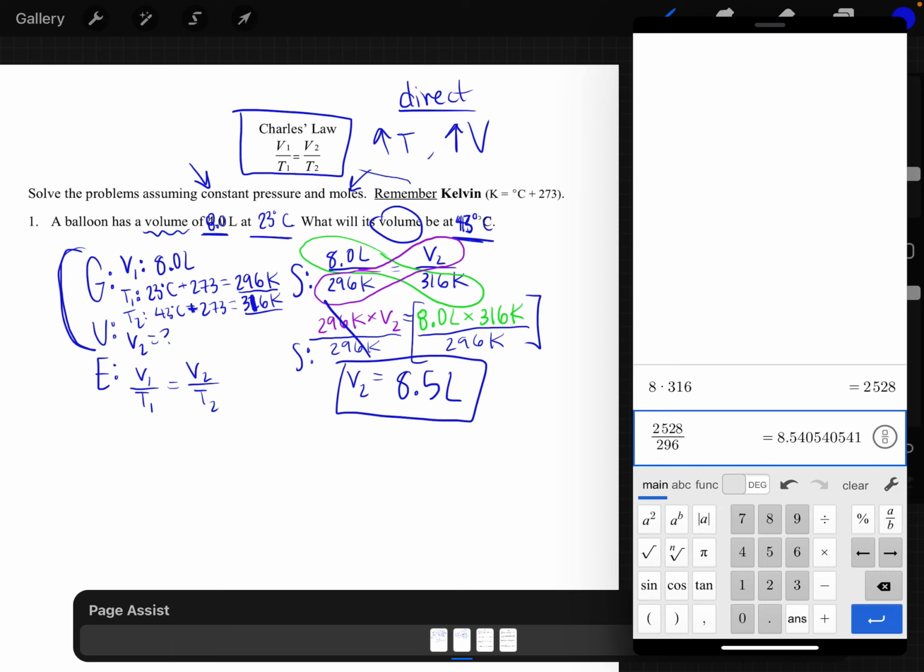And if I'm really stressed about getting this right, I can go back and look at it conceptually. I went from 23 degrees Celsius to 43 degrees Celsius, so I increased my temperature, which means I should be increasing my volume. And I went from 8 to 8.5, which is increasing, which means I did well on this problem.